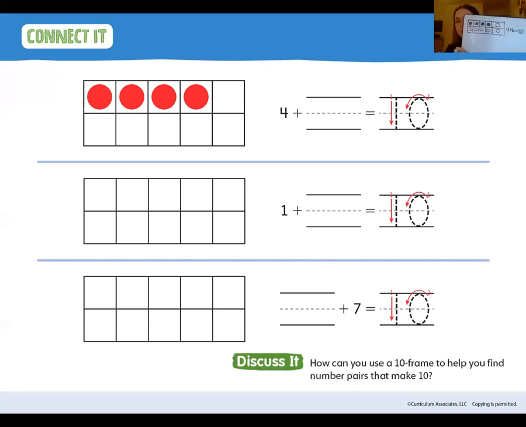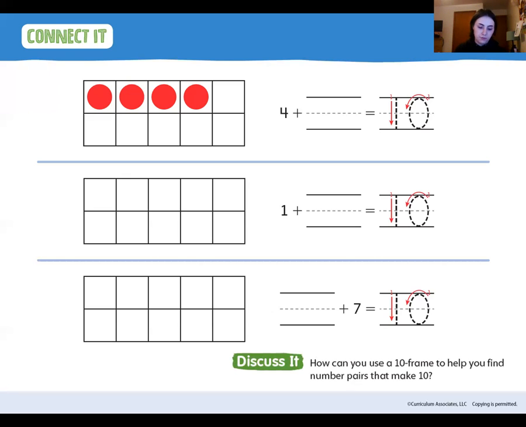Awesome. So let me show you guys my work. They gave us 4 because we knew that 4 plus blank equaled 10. So then we had to figure out how many more counters we needed to fill that 10 frame. And it looks like I had to draw 1, 2, 3, 4, 5, 6. So that means that 4 plus 6 equals 10. Let's do that next one together again.